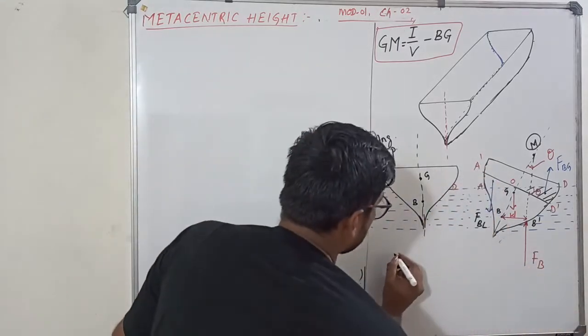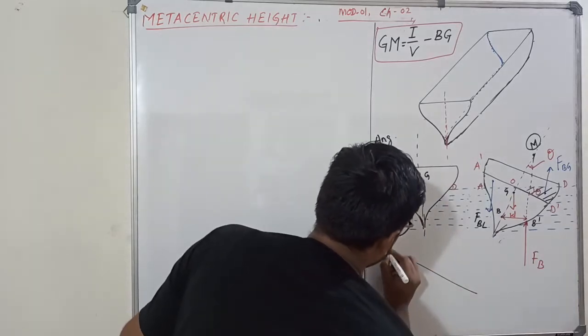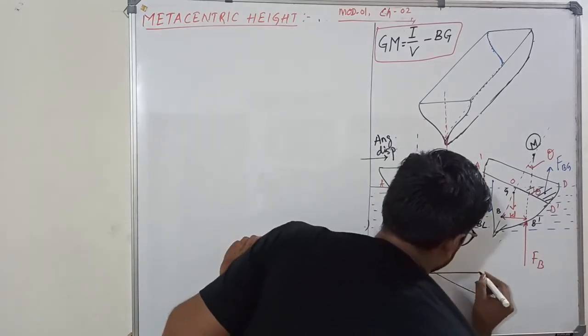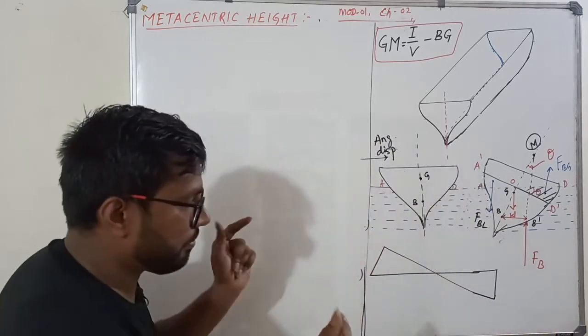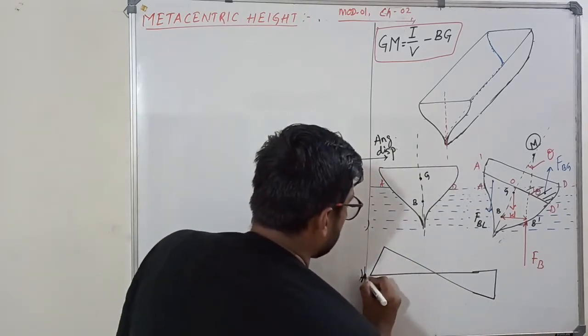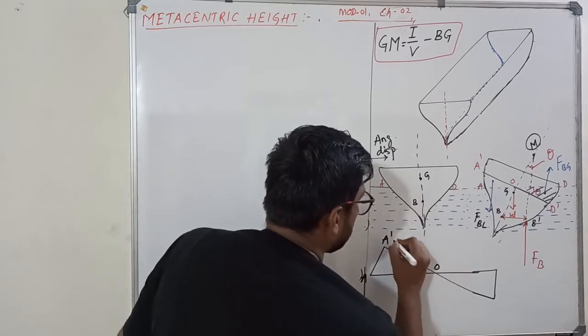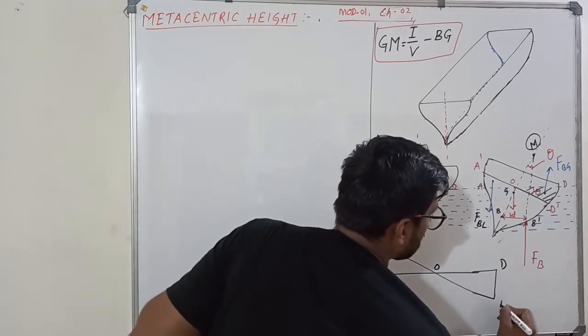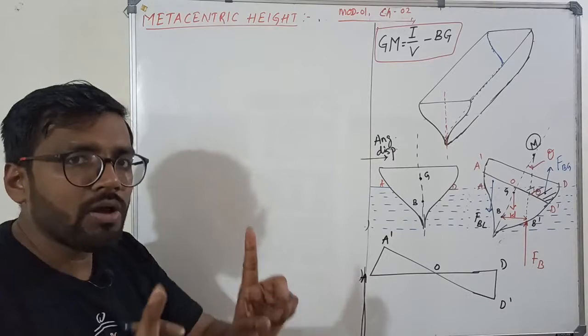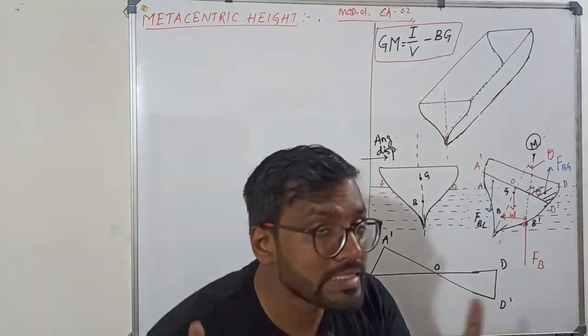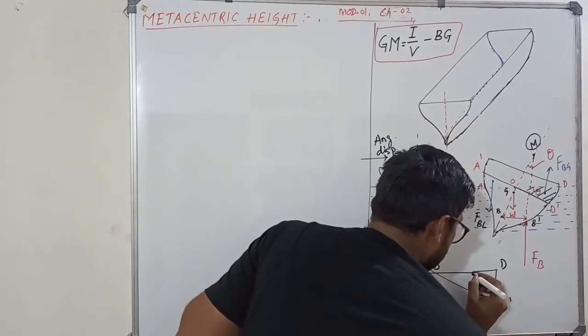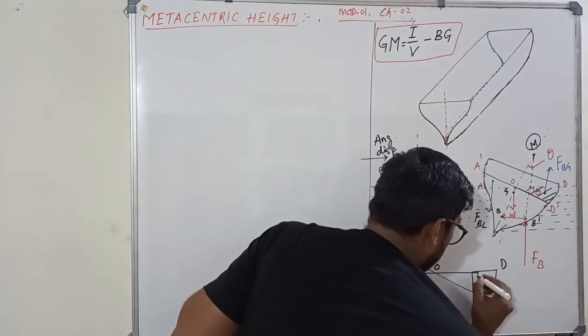Now let me draw this again. So this is how it was. Pay attention. This is your O, A dash. This is B, this is B dash. Now I am taking an elementary strip. So let us say this is the elementary strip I am taking.